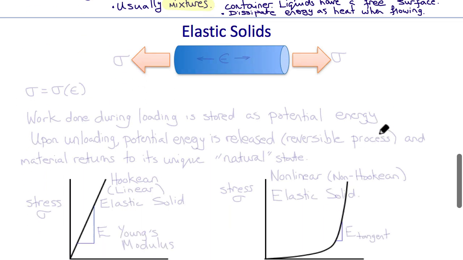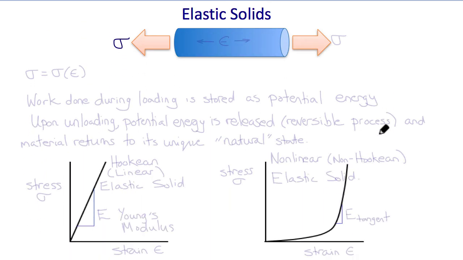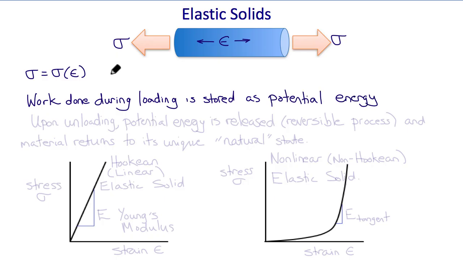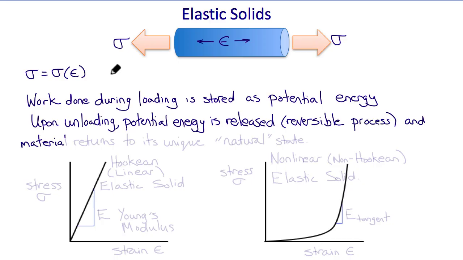So one of the commonest constitutive models is the elastic solid. Let's consider again our uniaxial sample subjected to normal stress sigma, resulting in strain epsilon. In an elastic solid, the stress is a function of the strain and only the strain, so sigma is a function of epsilon. The work done during loading is stored as potential energy, and upon unloading, the potential energy is released in a reversible process, and the material returns to its original, unique, natural state.